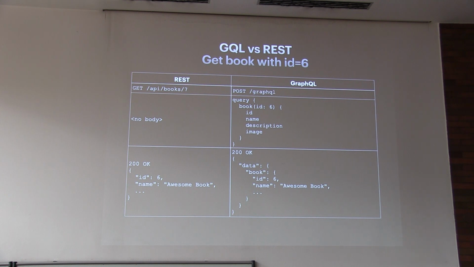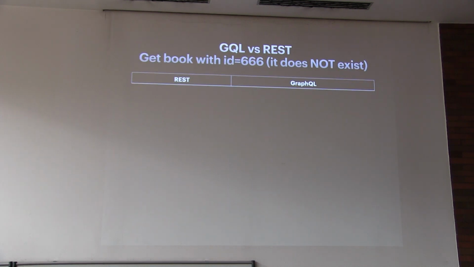Okay, so let's go next and see where the real differences are. What's going to happen when we request a book with an ID that does not exist? The request is going to look pretty much the same as on the previous slide. The only change here is the ID.